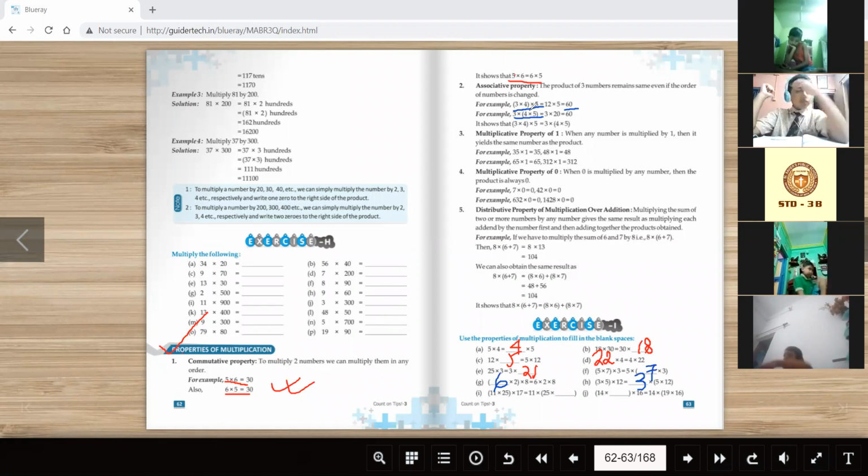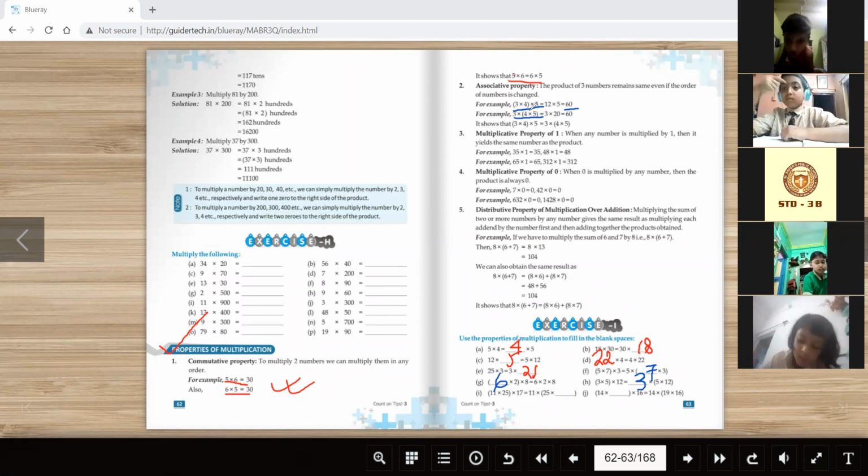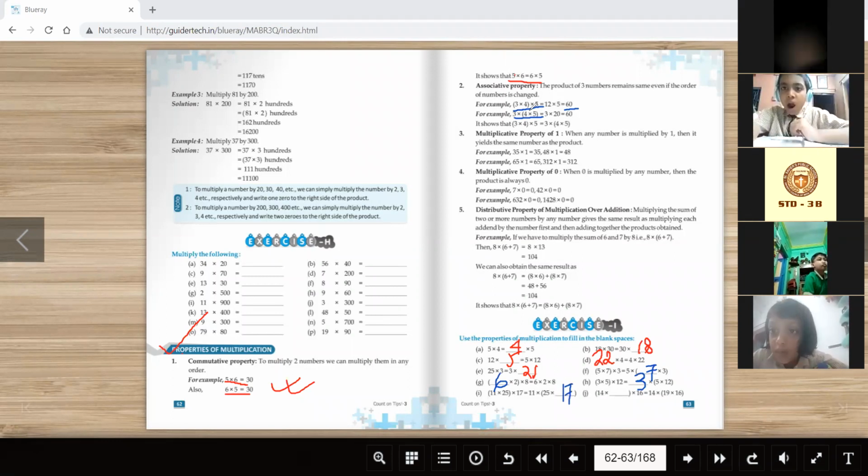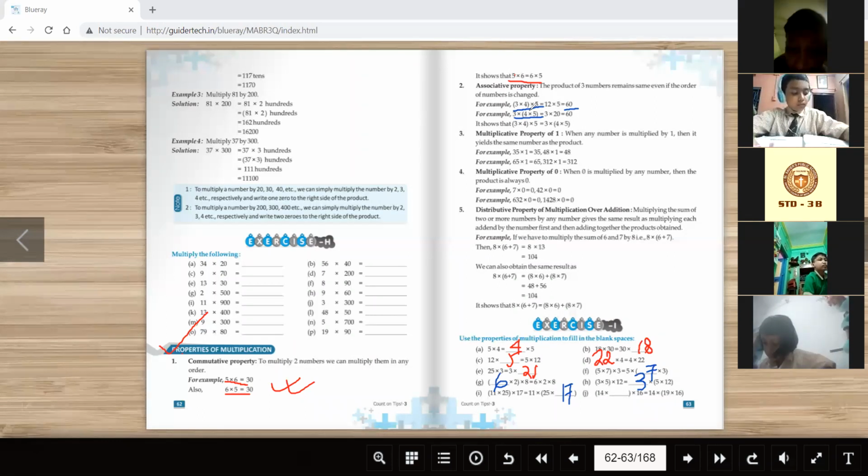I hope that up to that all of you understand. Now what is that? Also the same associative property we will use. 11 into 25 into 17. Here 17 we will write. That means anything we can write like that.